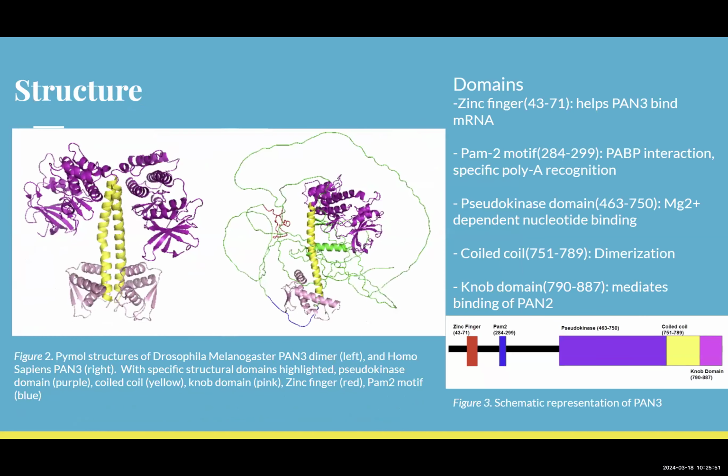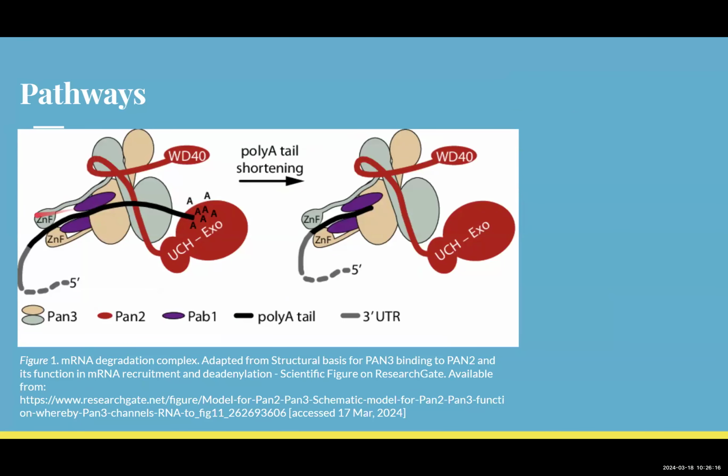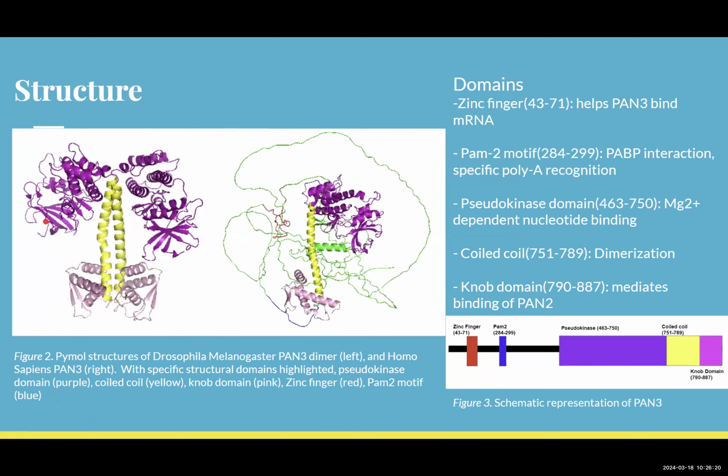Moving on to the structure, on the left is a PAN3 dimer from the PDB. It's from Drosophila, so it's not perfect for humans. And on the right is the AlphaFold predicted structure for human PAN3. And I've highlighted important domains, such as here in red, I don't know if you can see that, is the zinc finger domain. And what it does is it helps PAN3 bind to the 3' untranslated region of mRNAs. And we can see that in this figure here. It helps to bind this 3' section of the mRNA.